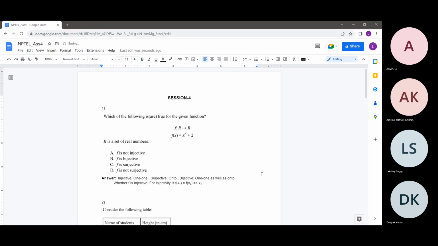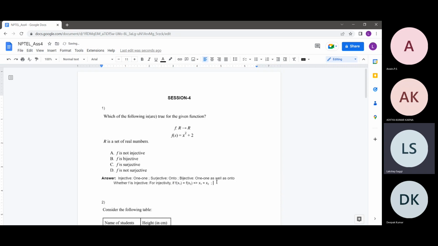One-one basically means that if the values of the function at two inputs x1 and x2 are equal, then x1 and x2 should also be equal. So basically a function takes a unique value at every input. This is injective.